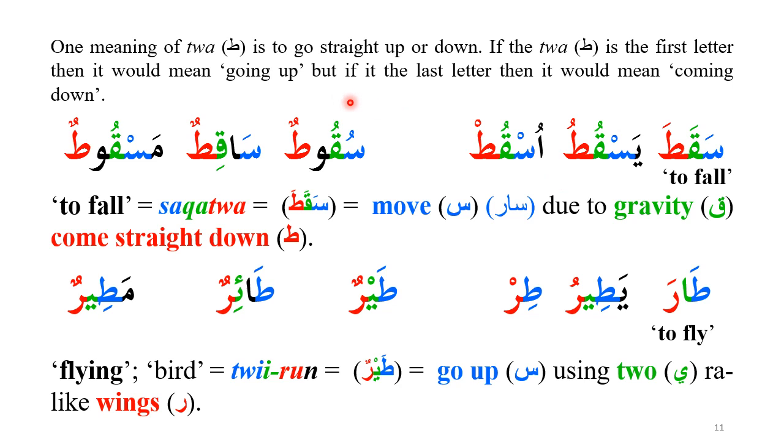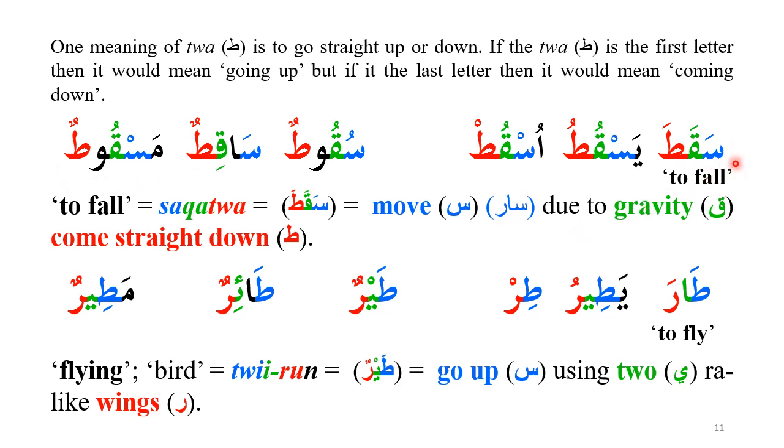Now, one meaning of the ta is to come straight down, right? Straight down, as I've told you. And this coming straight down is mostly with words that have it as the last letter. So see, in the word, for example, saqata, which means to fall, saqata, yasqutu, usqut, and suqut, saqitun, and masqut. So from these 6 types we learn.